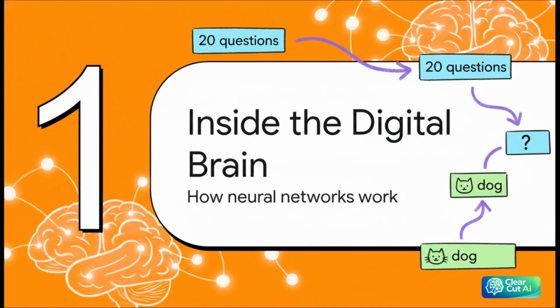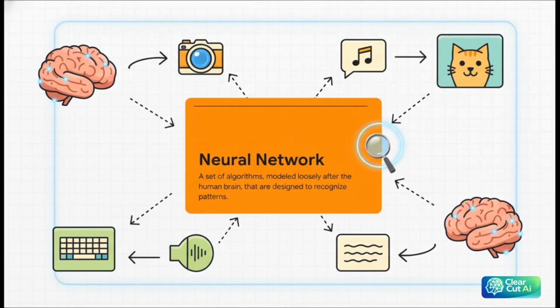So how do we actually build a digital version of that toddler's learning brain? Well, we look for inspiration in the real thing, our own biology. And that leads us to something called a neural network. The name kind of gives it away, doesn't it? It's a system of algorithms that's loosely modeled after the way our own brain's neurons connect and fire. Its whole job is to do one thing, and do it exceptionally well: recognize patterns.